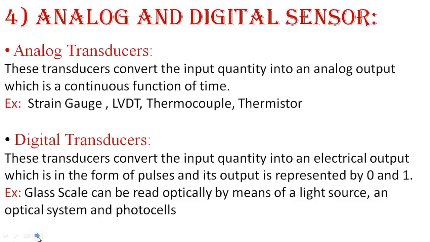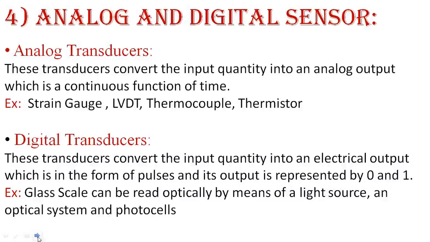Clear? The next type of sensor is analog and digital. Here the type of input or output signal decides the classification of the sensor. When we use an analog sensor or digital sensor, an analog transducer converts the input quantity into an analog output, which is a continuous function of time, varying with time.